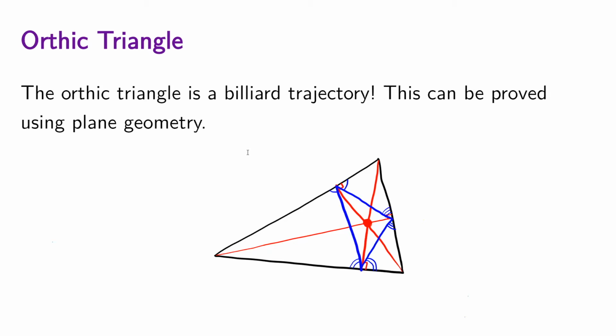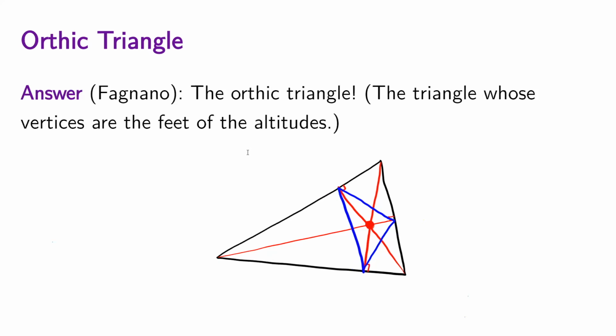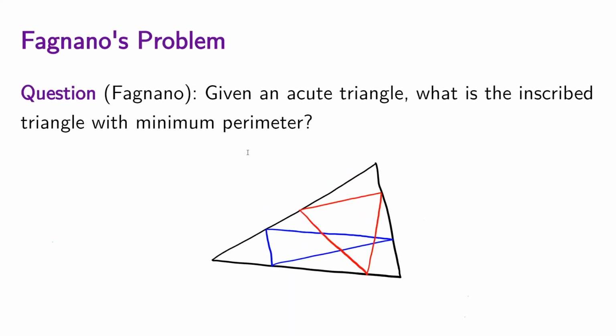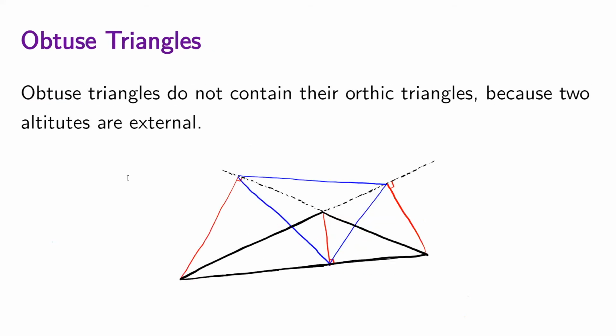I don't know if I said it. I should have. I wrote it down, but anyway. Fagnano's question started with an acute triangle. So all of the interior angles are less than 90 degrees. What happens if you don't have an acute triangle? Let's say you have an obtuse triangle, so there is an angle of more than 90 degrees. You can still play billiards inside such a triangle. There's no reason not to.